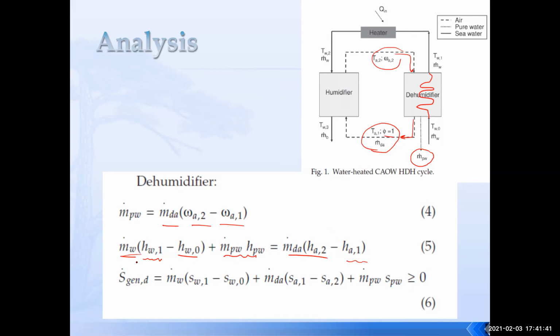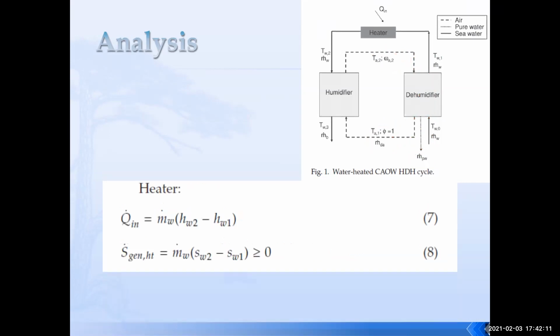And finally, the entropy generation expression, again: sigma m dot exit S exit minus sigma m dot inlet S inlet is equal to the entropy generation. The exit is basically the heated water, the cooled air, and the fresh water, whereas the inlet is the hot and humid air and cold water coming in. For the heater, if it's a water heater, it will be m dot water H water 2 minus H water 1, and this is the entropy generation case.